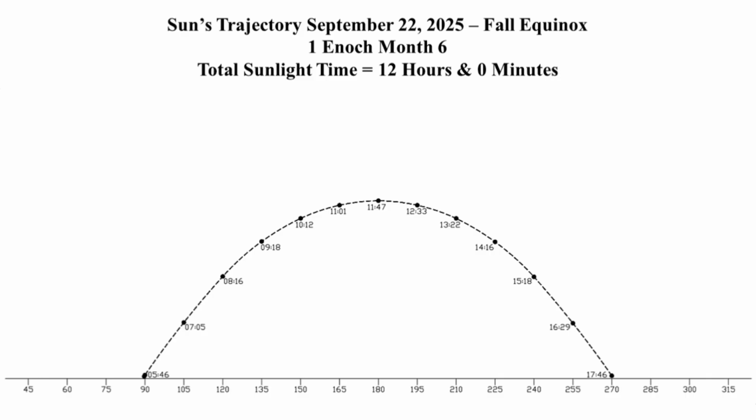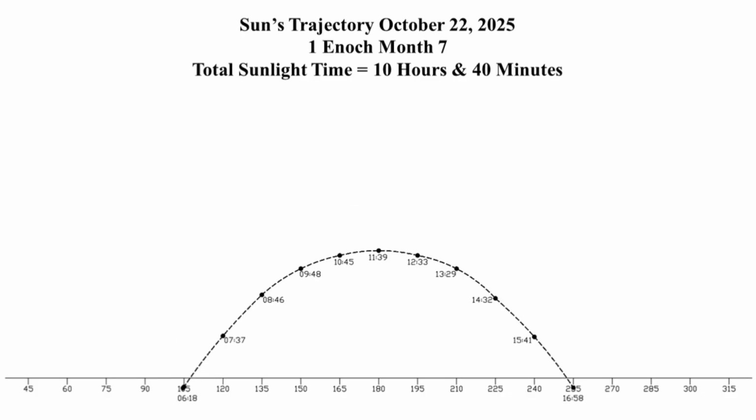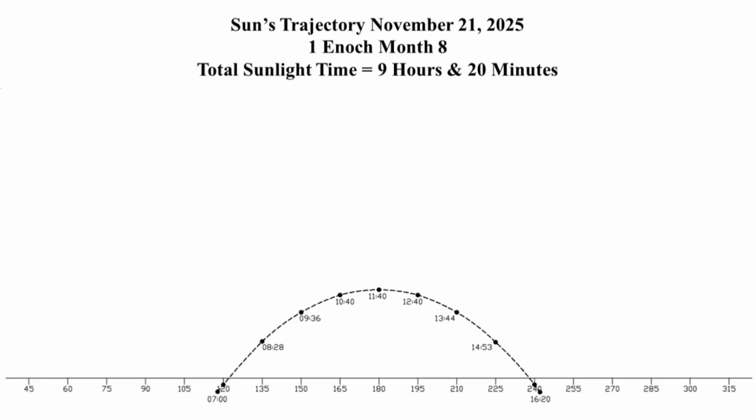Sun's trajectory, September 22, 2025, fall equinox, 1st Enoch, month 6, total sunlight time, 12 hours and 0 minutes. Sun's trajectory, October 22, 2025, 1st Enoch, month 7, total sunlight time, 10 hours and 40 minutes. Sun's trajectory, November 21, 2025, 1st Enoch, month 8, total sunlight time, 9 hours and 20 minutes.